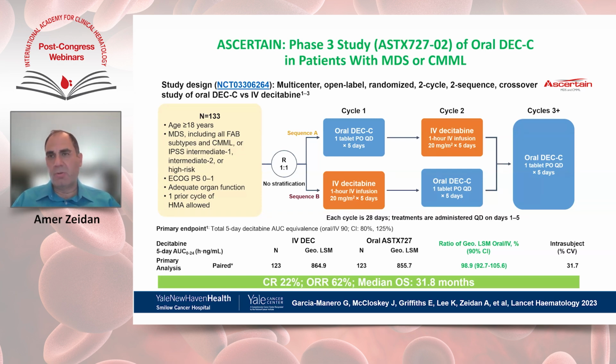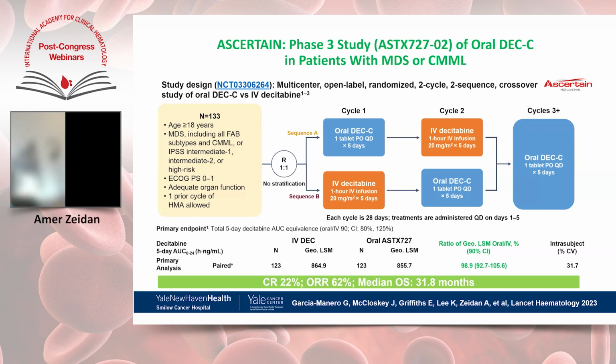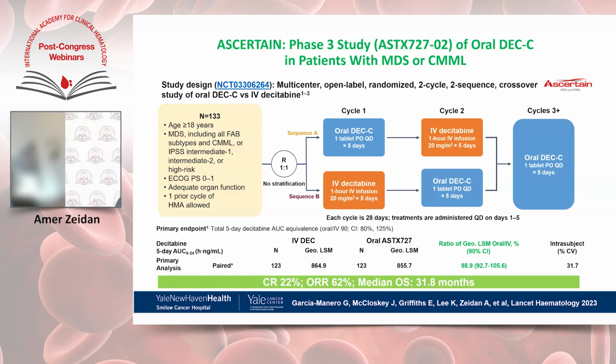There were two abstracts on oral hypomethylating agents. We know that in the US, Aztec 727, which is an oral formulation of decitabine combined with cedazuridine, is already approved for high-risk MDS. The idea is that cedazuridine will inhibit the enzyme cytidine deaminase, which will allow the absorption of the decitabine, and therefore it can be taken orally. Based on the phase 3 ASCERTAIN trial, this drug was approved in the US.